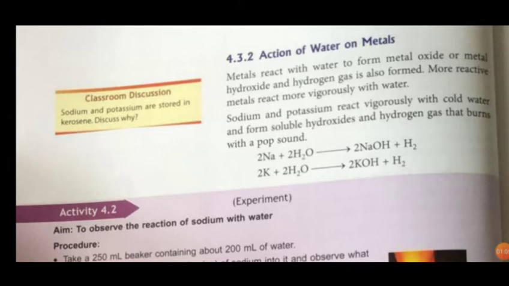Sodium and potassium react with water to form sodium hydroxide and potassium hydroxide respectively with the production of hydrogen gas, and the hydrogen gas produced in this case is highly explosive. Then comes calcium, which can again react with cold water, but it is not as explosive as sodium and potassium. It forms bubbles in water due to the formation of calcium hydroxide and the production of hydrogen gas.